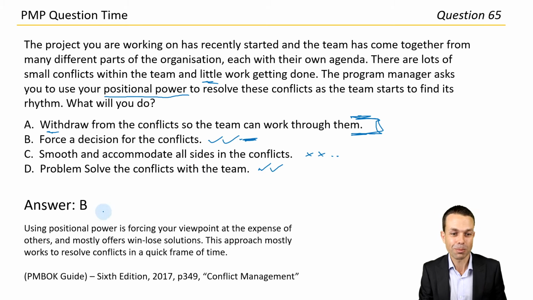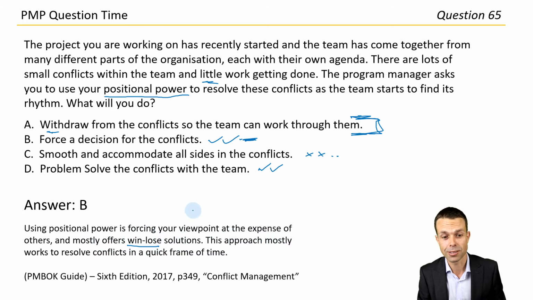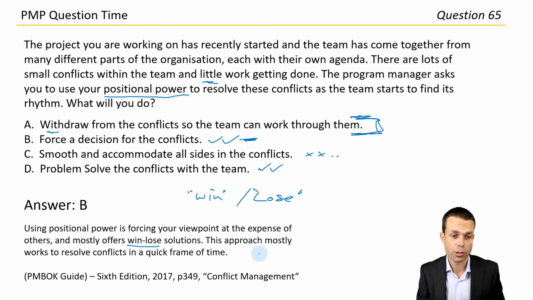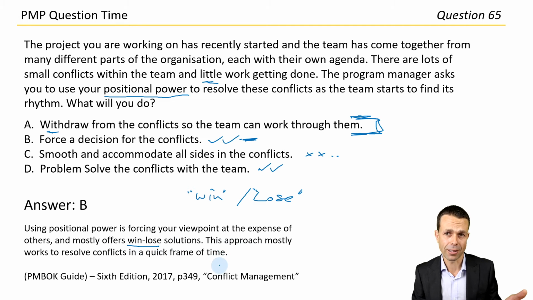There it is. Using positional power is forcing your viewpoint at the expense of others and mostly offers win-lose scenarios or solutions. So we win in this case, whatever winning means, and the other party loses something or doesn't get their way, for example. This approach mostly works to resolve conflicts in a quick time frame, and it sacrifices other things like team engagement or getting other information from other team members that might actually be important to the viewpoint as well. Something to consider there. Page 349, conflict management in the PMP guide.